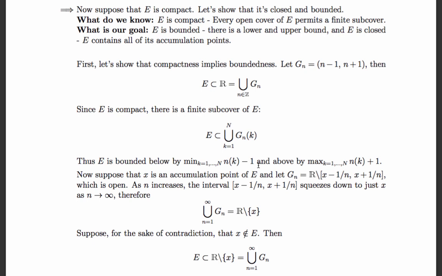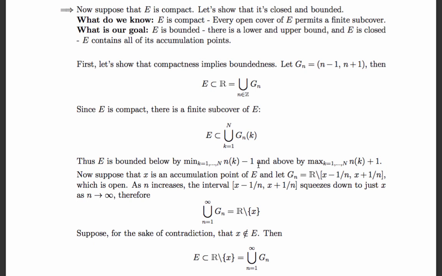Now suppose that x is an accumulation point of E. Okay. Let's consider the closed interval of x minus 1/n to x plus 1/n. That's a closed interval that shrinks down to x as n goes to infinity. Right? It's the closed interval x minus 1 to x plus 1, x minus half to x plus half, x minus a third to x plus a third, x minus a quarter to x plus a quarter. It shrinks down to x.